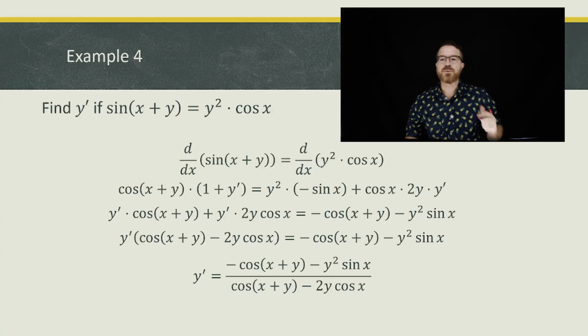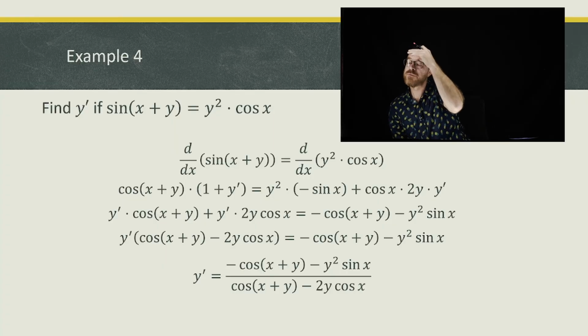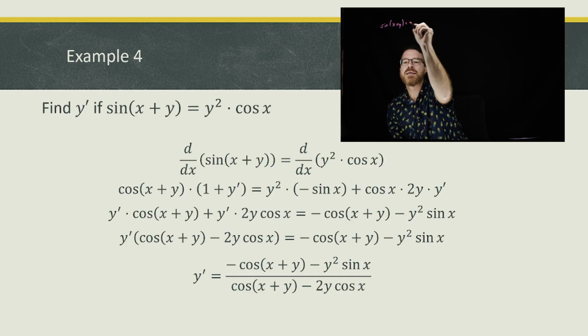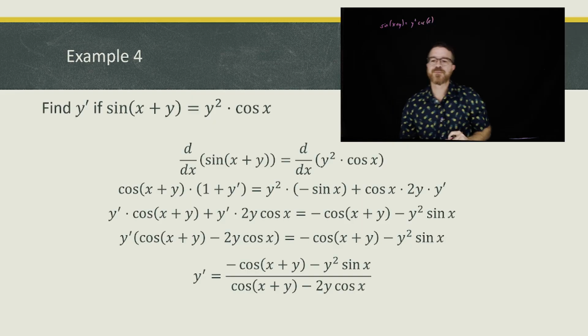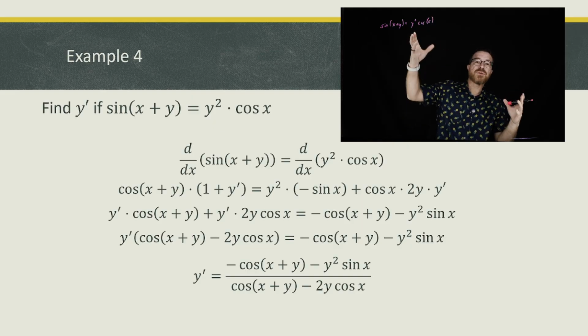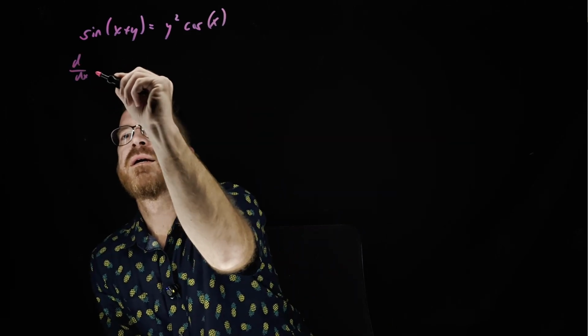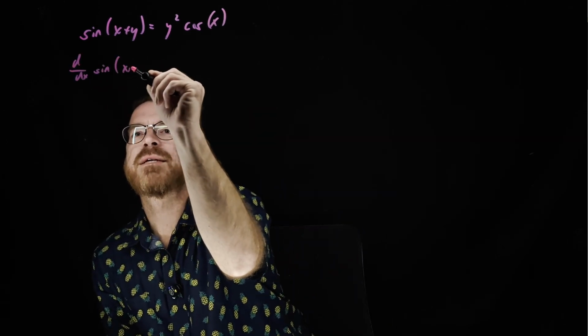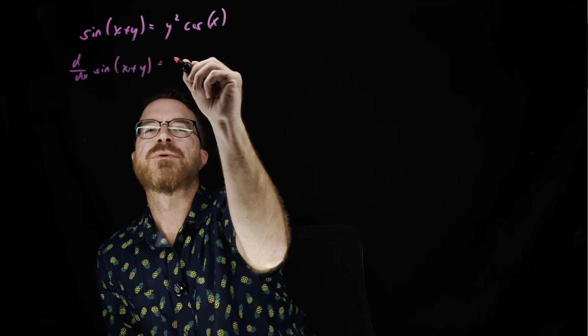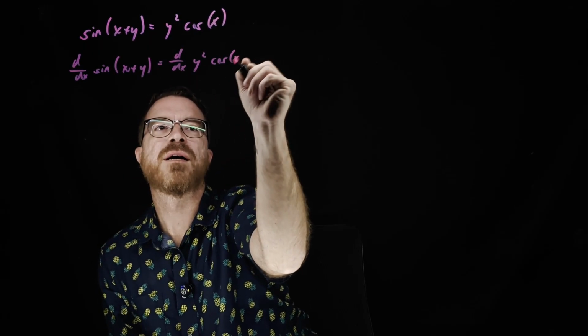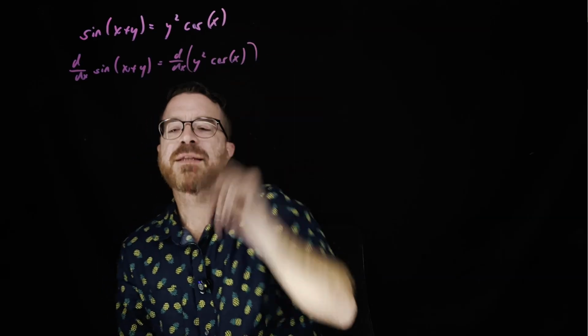For our last example, we want to find the first derivative. We want to find y prime if we have sine of x plus y equals y squared cosine of x. So when we're doing this, we're going to take the derivative with respect to x of both sides. So this is going to be d dx of sine of x plus y equals d dx of y squared cosine of x.